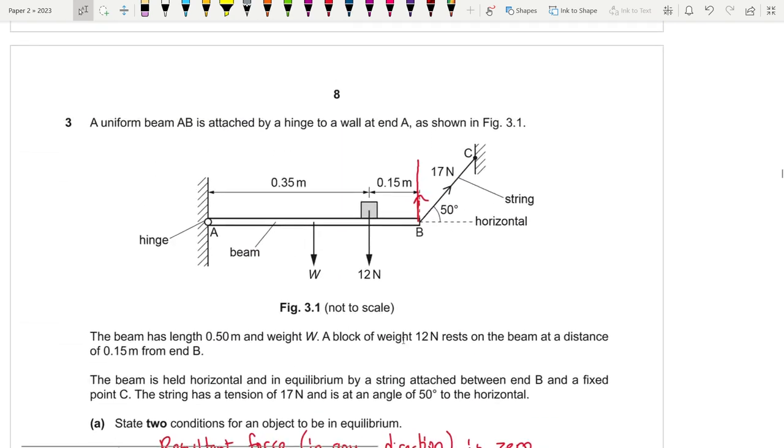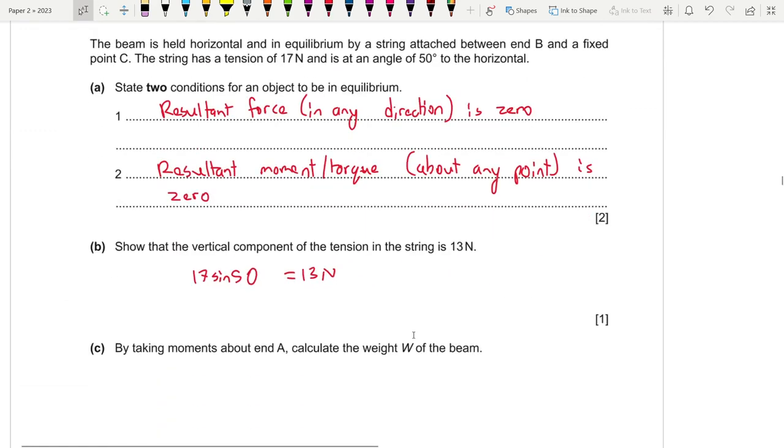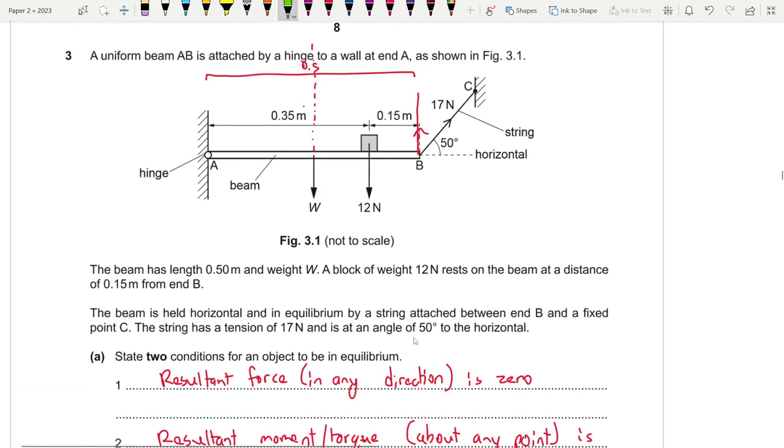By taking moments about A, calculate the weight of the beam. Okay. So this is a uniform beam, so the weight should pass through the center. The total length of the beam is 0.35 plus 0.15, 0.5 meters. So the weight should pass through the midway point, which is 0.25 meter. So they told us to take moments about end A. This is our pivot. So what are the clockwise moments? Weight and the 12 Newton force, they're providing clockwise moments, and the vertical component of tension is providing an anti-clockwise moment. The horizontal component of tension is not providing a moment since the force passes through the pivot itself.